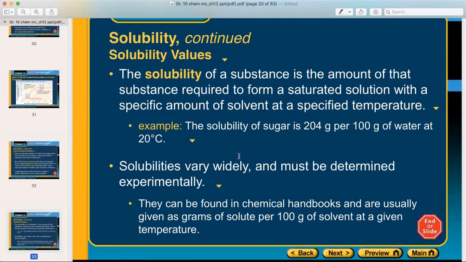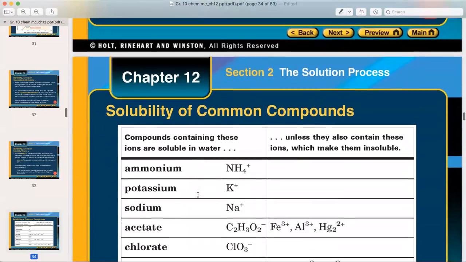There is one worksheet also. You have to read the PowerPoint presentation carefully, read the book carefully, and then attempt that worksheet. Now, solubility values, as I told you, that solubility, we take a certain amount, the maximum amount which can dissolve in a given amount of solvent, that is known as solubility. We have already discussed solubility.